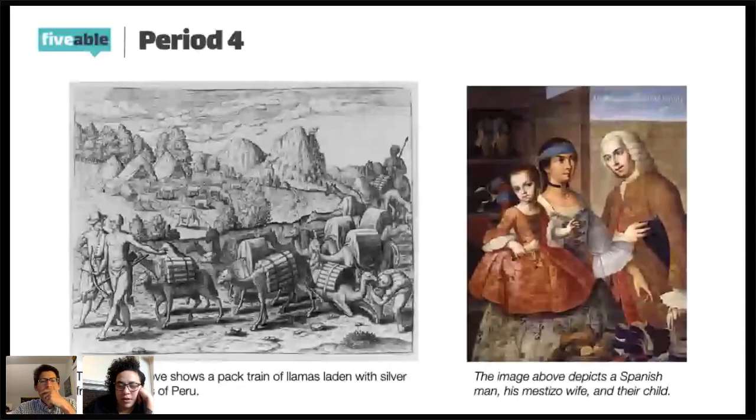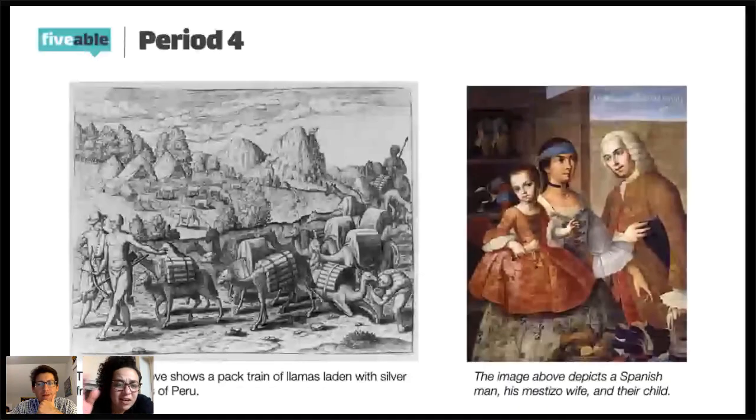I still look at the source. The source is always the first place I go, no matter what kind of document it is. So even though I'm not going to have to read words here, I need to know the sourcing. I know I'm talking about the silver trade on the left. On the right, I'm looking at a picture of a casta, and I might even recognize that image, but it says this is a Spanish man, his mestizo wife, and their child. So I'm looking at a mixed-race, South American family.